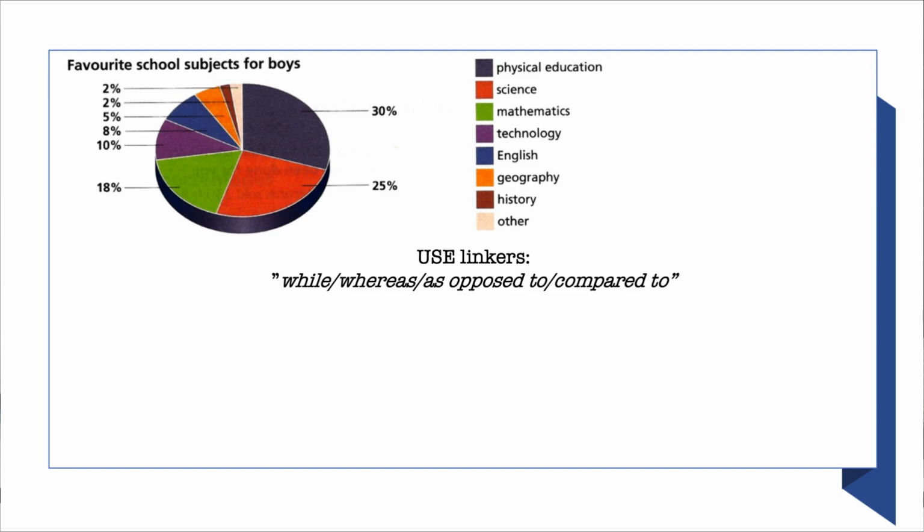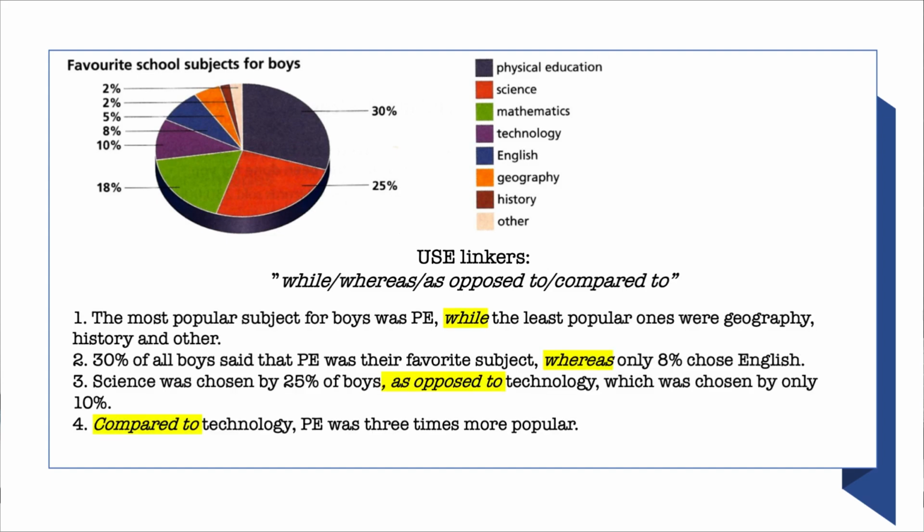Another way to make comparisons is by using linking devices. Do you remember them? So, some of the common linking devices are this: while, whereas, as opposed to, or compared to. Now, let's look at a few sentences with these linkers. The most popular subject for boys was PE lesson, while the least popular ones were geography, history and other. Or, 30% of all boys said that PE was their favorite subject, whereas only 8% chose English.